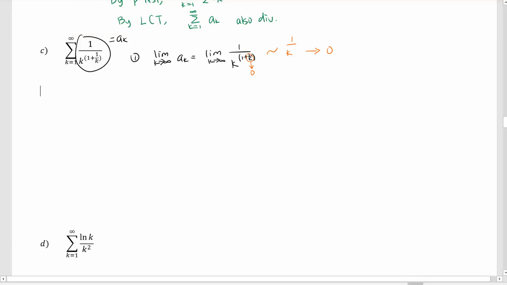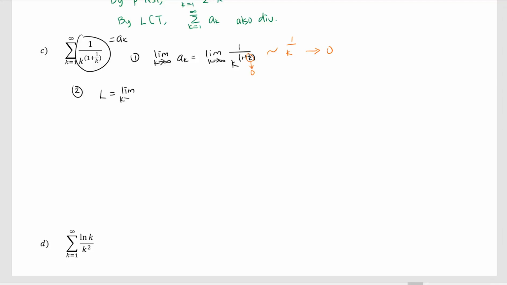So we go to the second step. Use the limit comparison test. Okay, so what do we want to compare with? We want to compare with 1 over k, right? This is what it behaves like. But a over b over c over d is a over b. So the k to the 1 plus 1 over k is actually here. And then 1 stays downstairs, the k actually stays upstairs. Okay, so what is this?